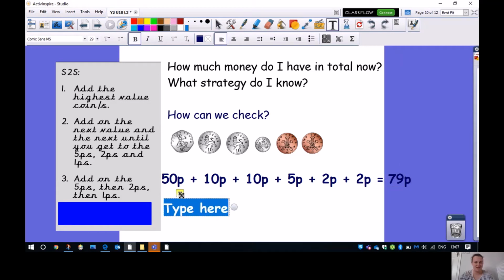You might want to do it as if I know, then I know. And to do that, you could do if I know that 5 add 1 equals 7, then I know that 50 add 10 equals 70. And then continue adding the smaller coins that are less than 10.